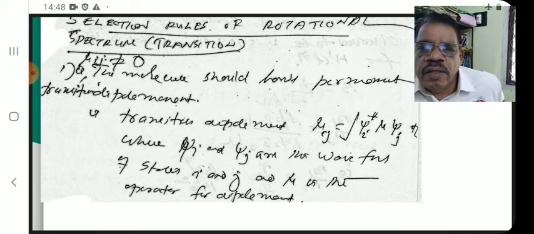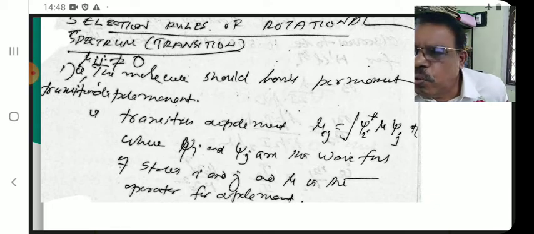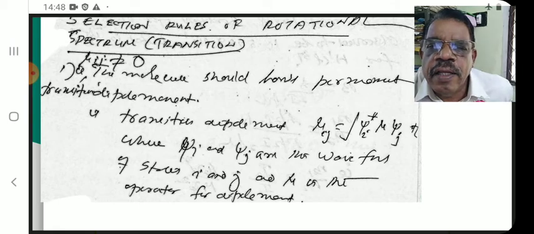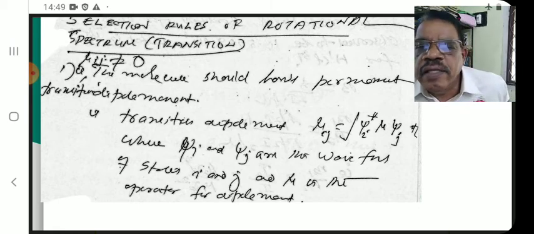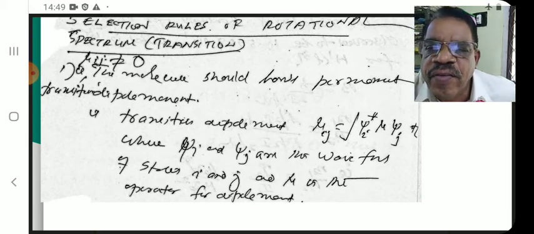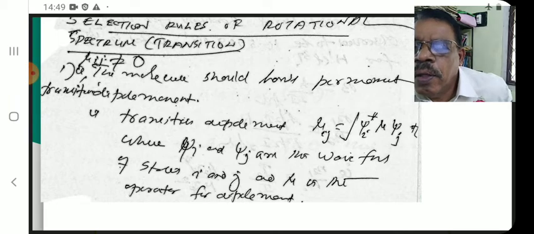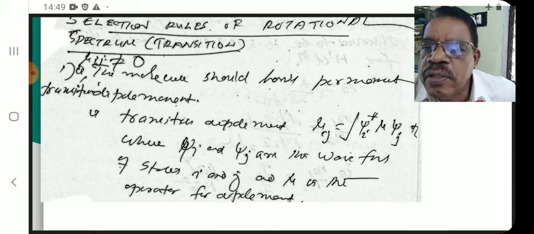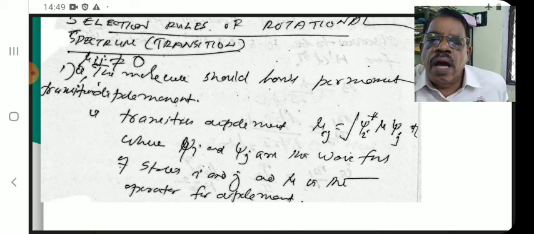Eigenvalue, integral psi 1 A psi 2 dx, we have studied. So mu ij is the integral of psi i star mu psi j d tau, where psi i and psi j are the wave functions of states i and j, and mu is the operator for dipole moment.